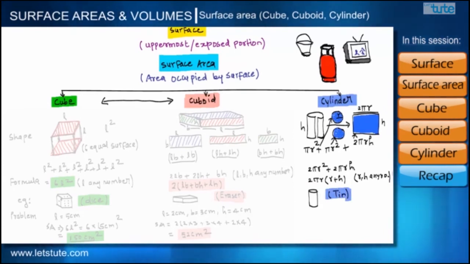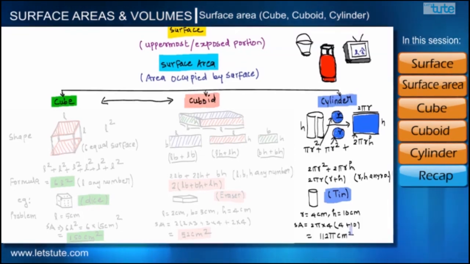A coating tin is the best example of a cylinder. Let us solve a problem based on this formula. Let us find out the total surface area of this tin having radius r is 4 cm and height 10 cm. So the total surface area of this tin would be 112 pi cm square.